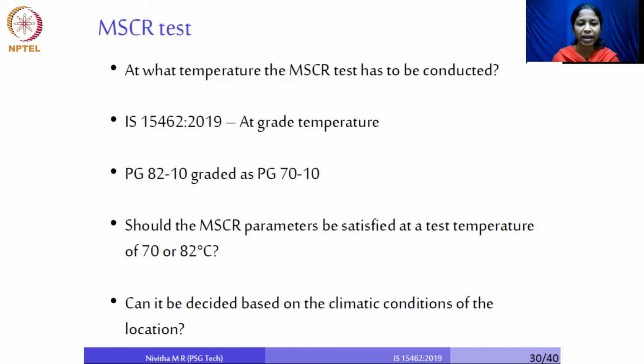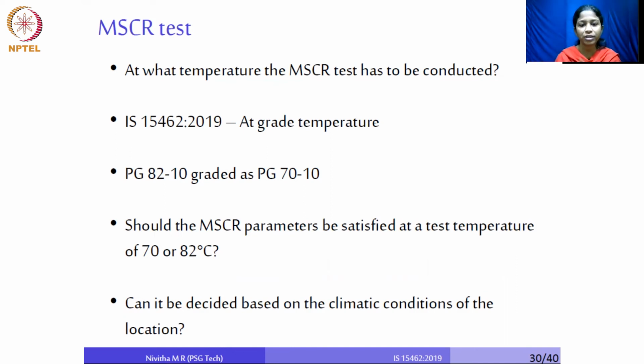Now let us take a binder which is PG 82-10. Let's say you give me a binder, I do not know what is the grade of the binder. I go and test the binder in my lab. Then I find out that it is graded as 82-10. Then when I give you this result, you tell me that no, it is actually a PG 70-10 grade of binder, right? Now, should the MSCR parameters be satisfied at 82 or at 70 degrees?